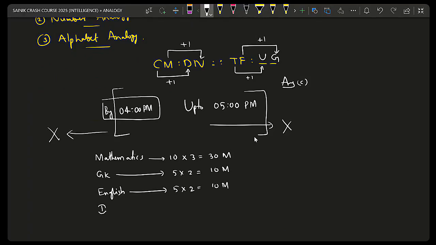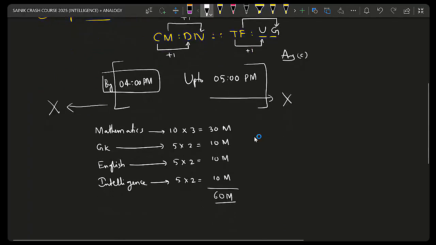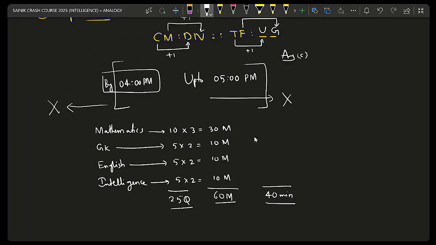And intelligence also, you'll be getting 5 questions, each carrying 2 marks, total of 10 marks. So we'll be getting 60 marks, and the total number of questions is 25 questions, giving you 60 marks. And you'll be getting 40 minutes of time.